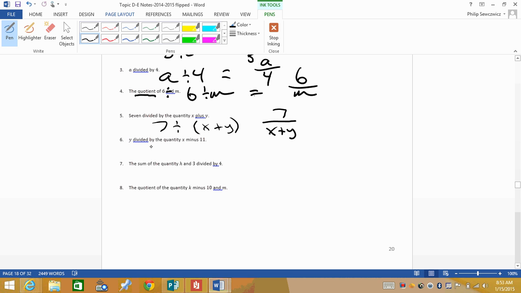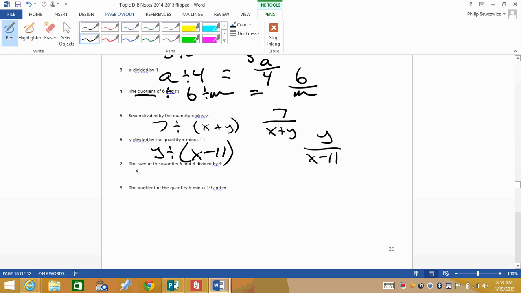So let's see, y divided by the quantity. Quantity means get ready to use parentheses. So x minus 11. So when we write it out, who's in the numerator? Y. Who's in the denominator? X minus 11. Got it.